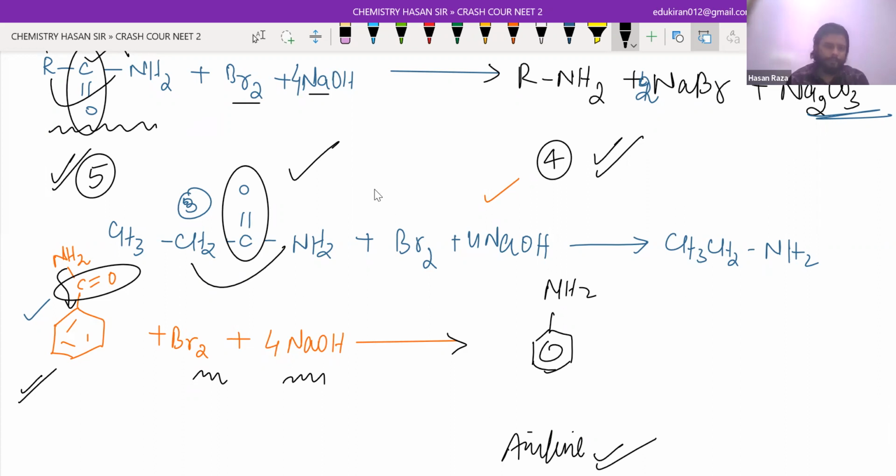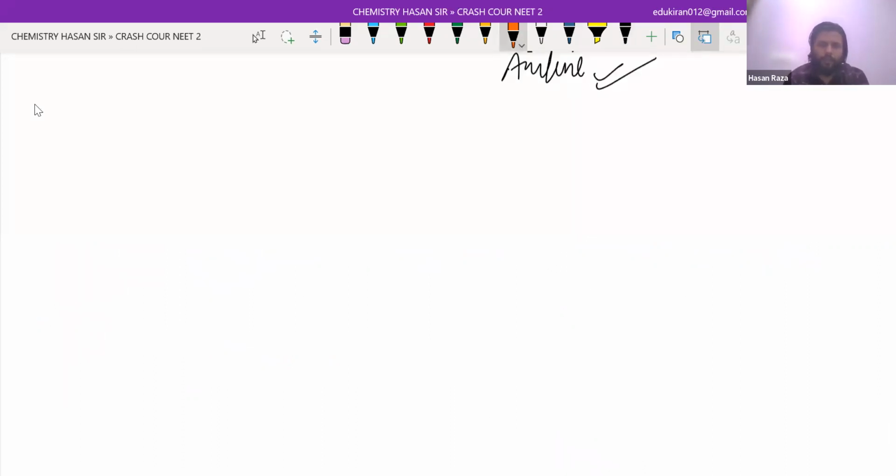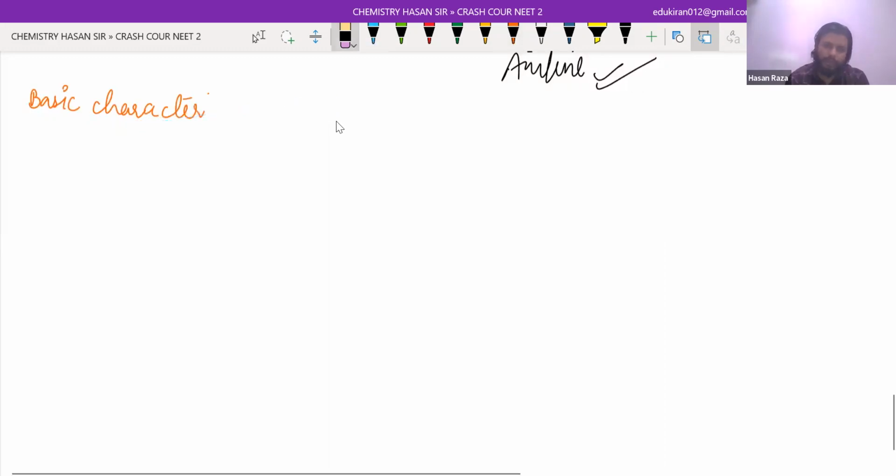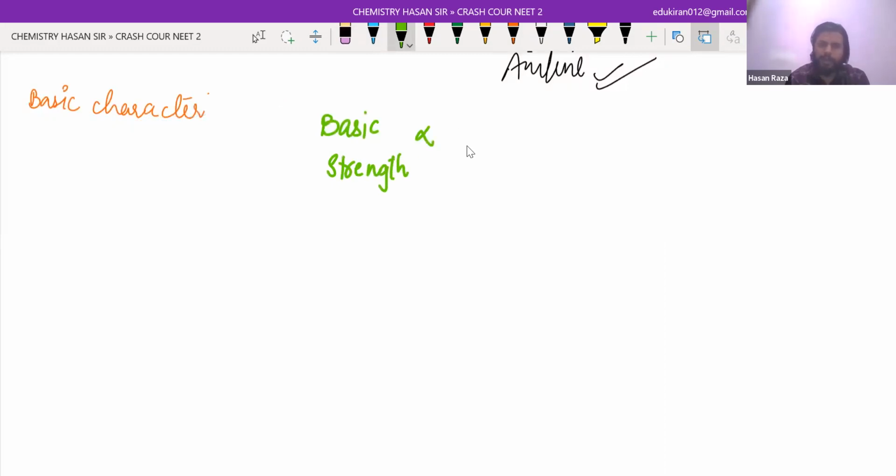Now see, we are going for basic character. Chemical reaction, basic character. First of all, everyone knows that if you are going to talk about basic strength, you know that it is directly proportional to plus I. The compound which is connected with more plus I, with electron donating group, that will be more basic.